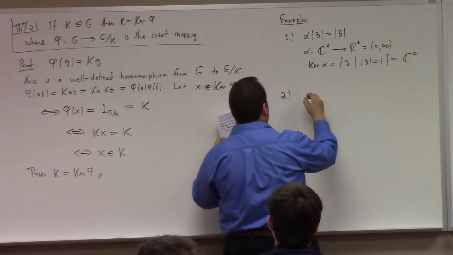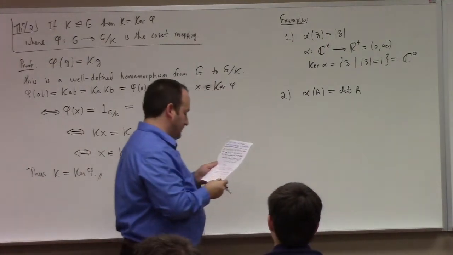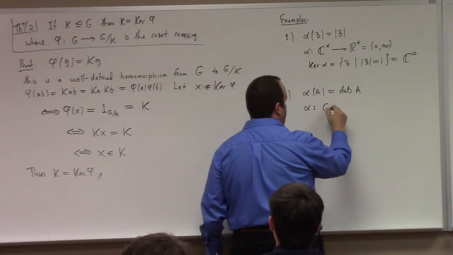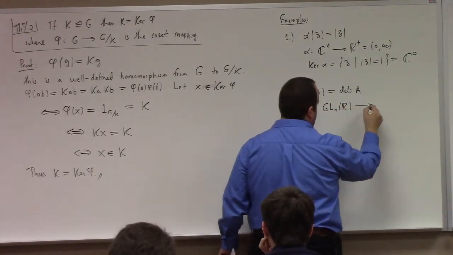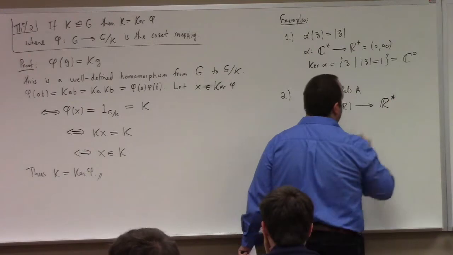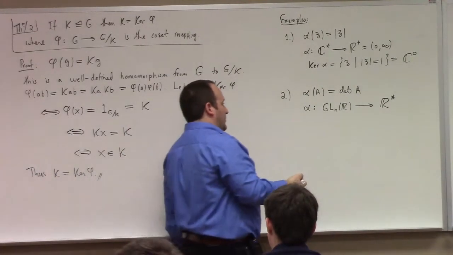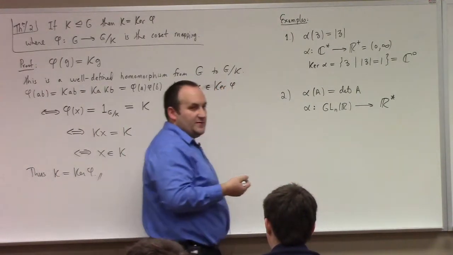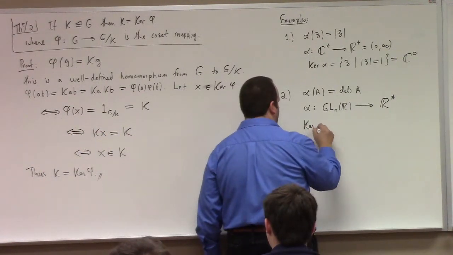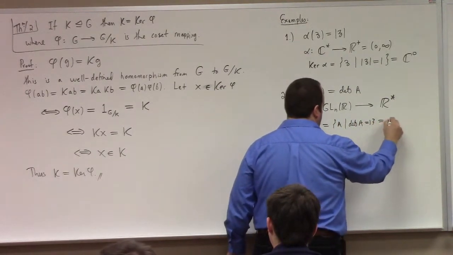Two, you could look at alpha of A equal to the determinant of A. So here alpha would be a mapping from GLn R to, this time, the non-zero reals, R star. In fact, that's a homomorphism, because the determinant of AB is the determinant of A times the determinant of B. What's its kernel? It's A such that the determinant of A is equal to 1, which of course we call SLn R.